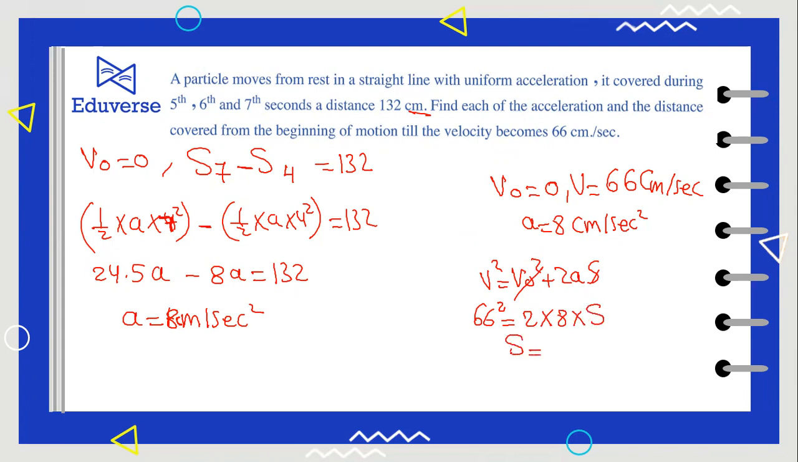Then the distance, we can use a calculator to find it. 66 squared divided by 2 multiplied by 8, I can make it divided by 16. It will be 272.25 centimeters. Okay, next one.